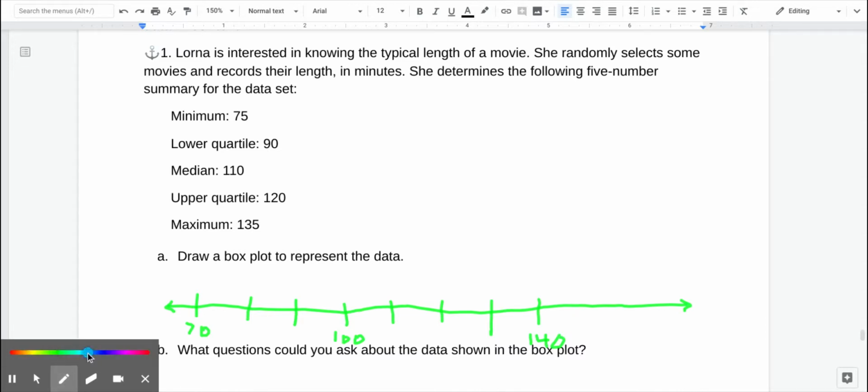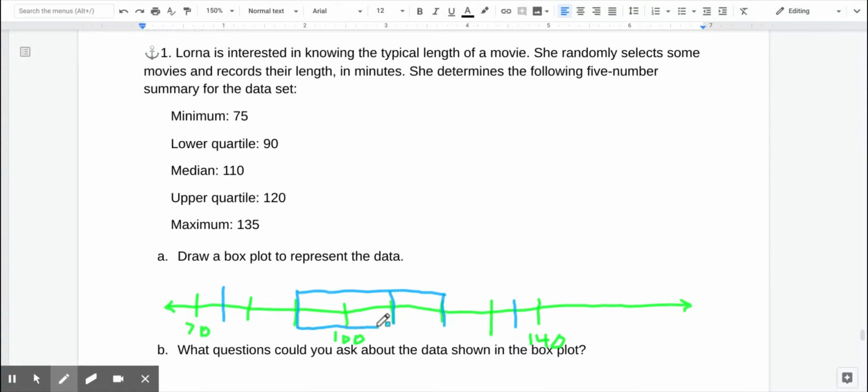So now I'm going to take a look at plotting these on the chart. I see that I have 75 as my minimum. My lower quartile is 90. My median is 110. My upper quartile is 120. And my maximum is 135. And I draw my box around my lower and upper quartiles and add my whiskers.